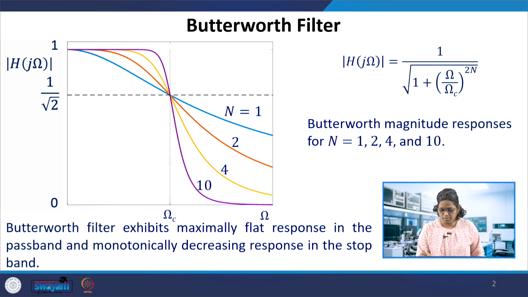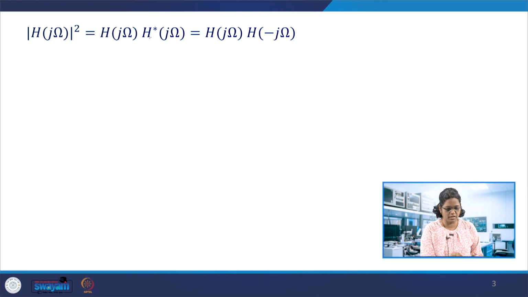If you plot this expression, H of j omega with respect to omega, you get these functions. There is no ripple, and ideally we have the maximally flat response and the monotonically decreasing response in the stop band. So when we take the magnitude squared, H of j omega times its conjugate, that results in H of j omega and H of minus j omega.